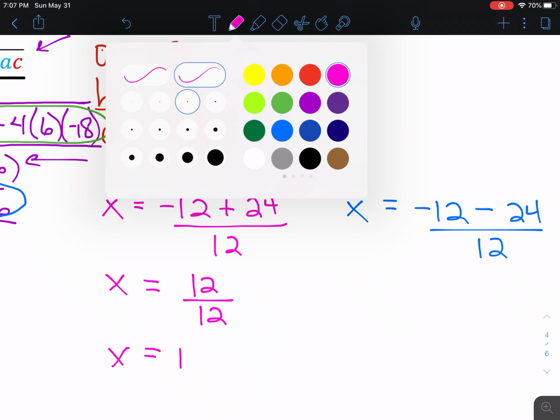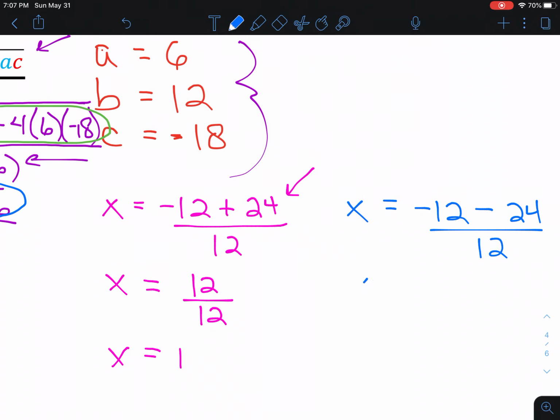So now let's find the other one. Okay, let's do this here. We have negative 12 minus 24. That is negative 36. And then don't forget to divide it by 12. Now you're going to type that into your calculator. Negative 36 divided by 12 is negative 3.